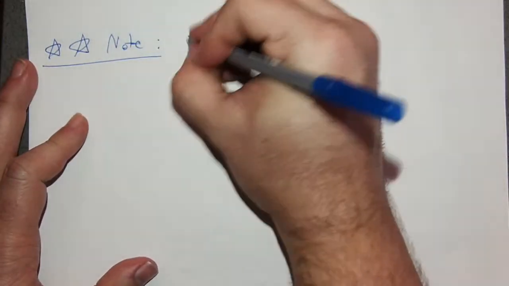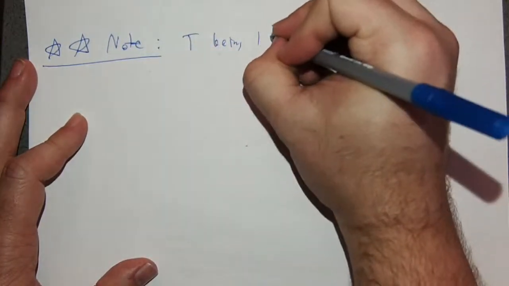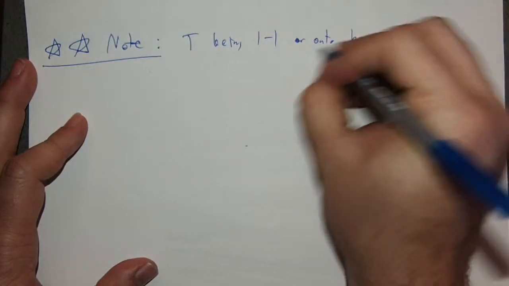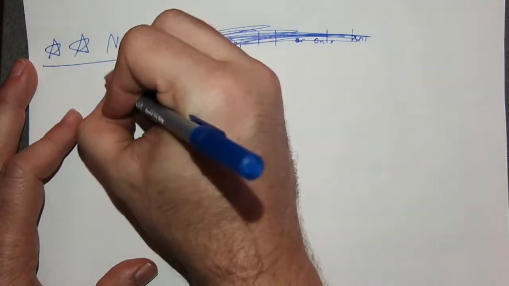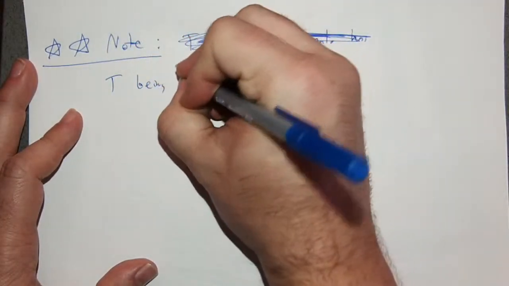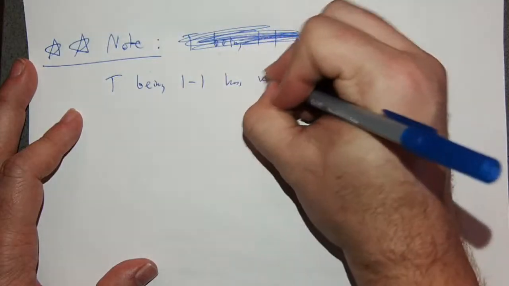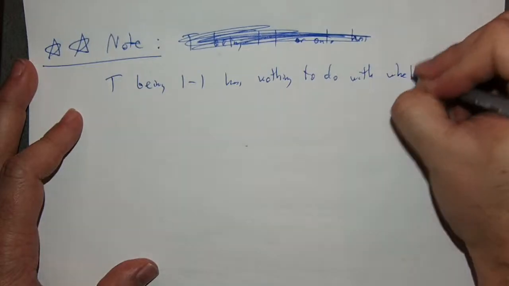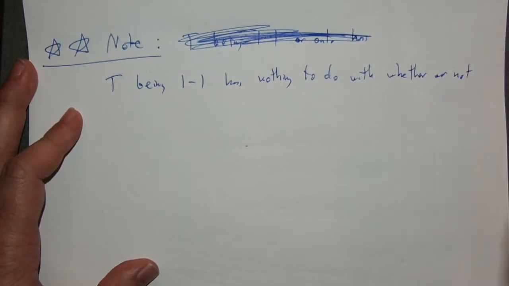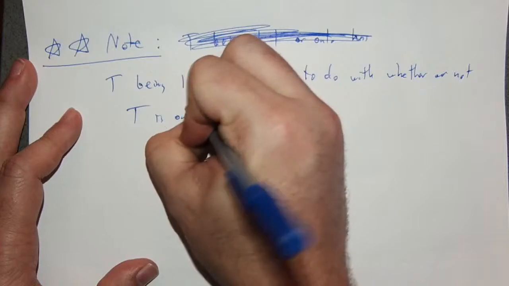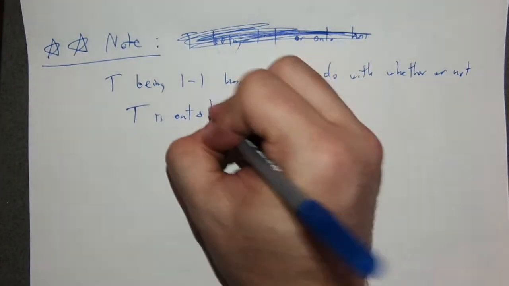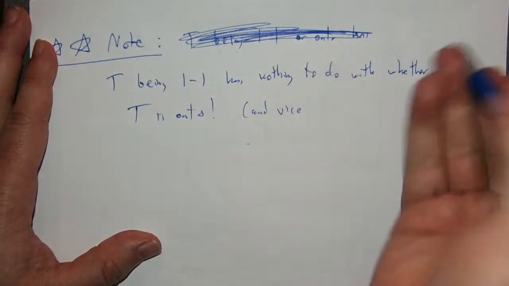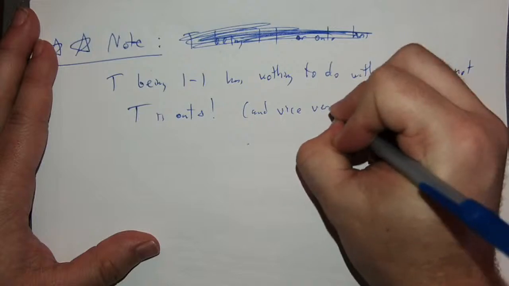So note, T being 1 to 1 or onto. Actually, that's a bad way of phrasing it. Let's phrase it like this. T being 1 to 1 has nothing to do with whether or not T is onto. Okay, so this is very important. And vice versa, right? So T being onto has nothing to do with it being 1 to 1.